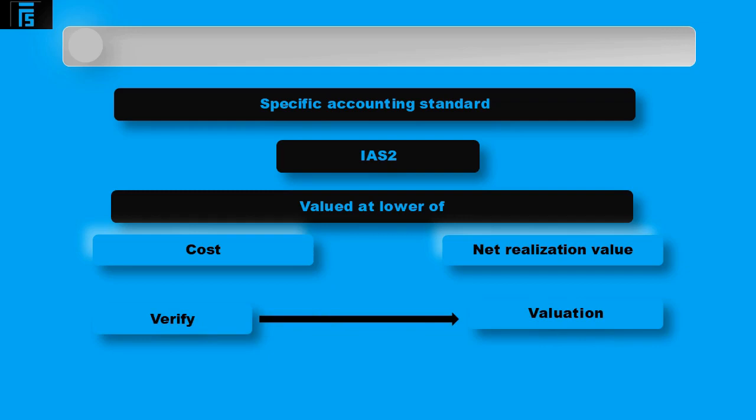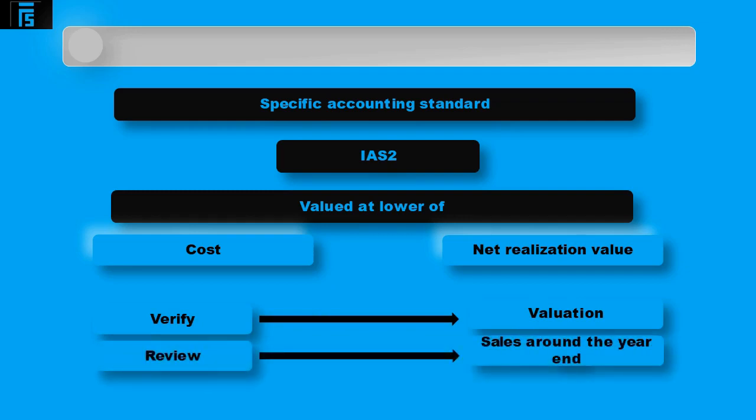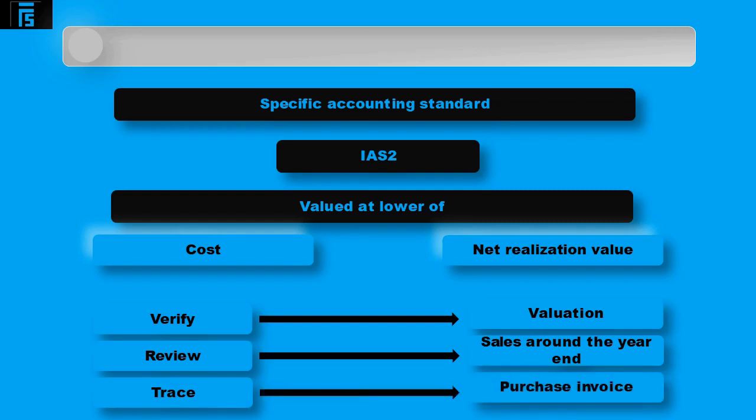They should ensure they review sales around the year end. Sales prices of items should be compared to the calculations for net realisable value to ensure the selling price looks reasonable. They should also trace the cost used in valuation to the source documents such as the purchase invoice.